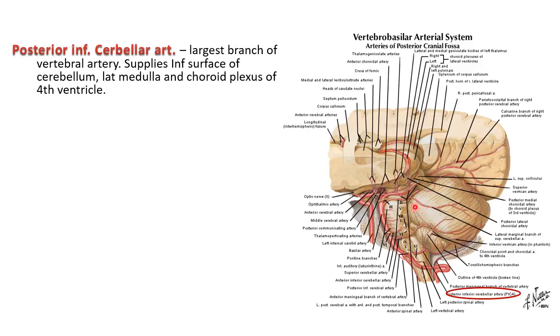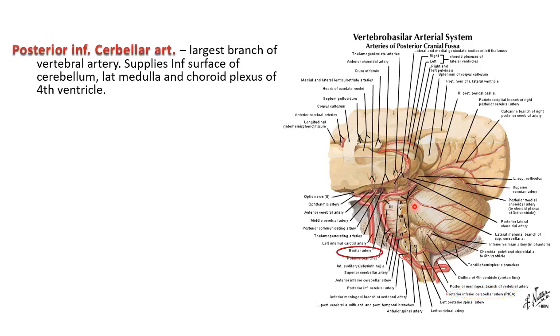That is the roof of the fourth ventricle you are able to see here. So that is the fourth ventricle, which is represented in dotted line. So it is mainly responsible for contribution of the choroid plexus of the fourth ventricle. Okay, posterior inferior cerebellar artery.